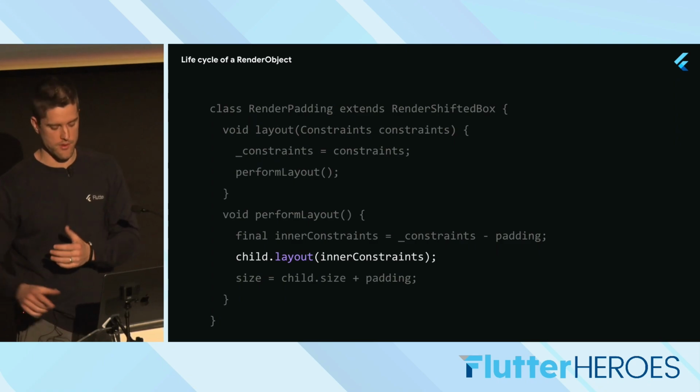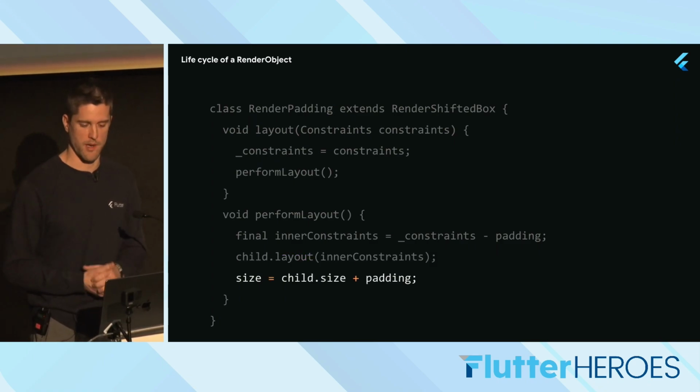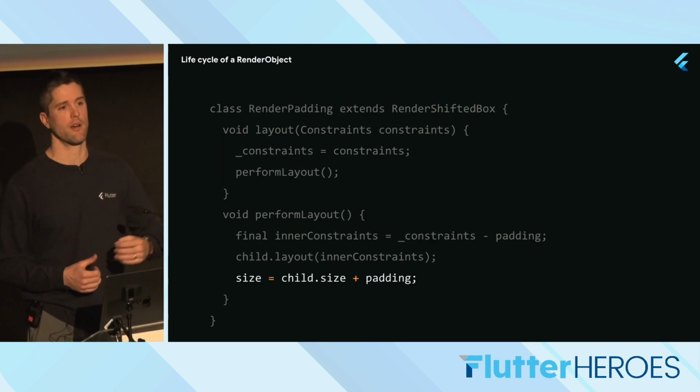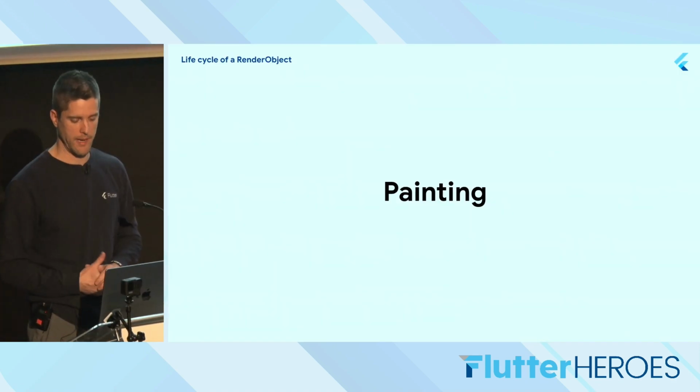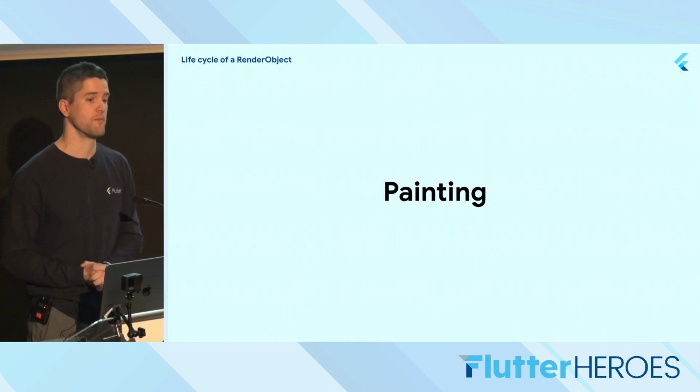And we can see the adage happening right there. The constraints are going down to the child. The size of the child is coming back up. That's being used to determine this render object's own size. Now, we're not seeing the parent setting the position part here, because that happens in painting. And painting is the most render object-y thing a render object could ever do.